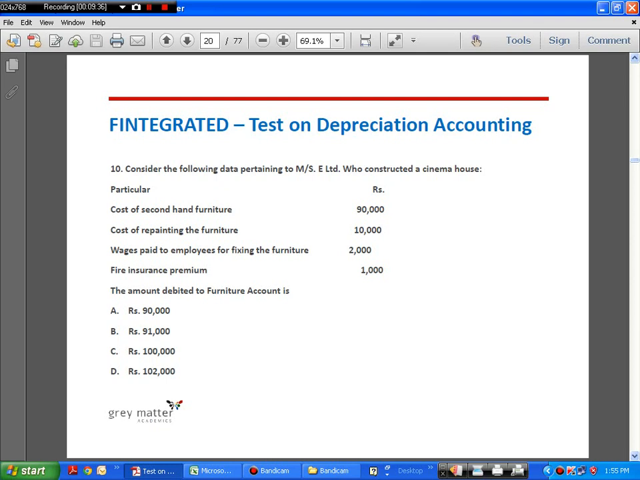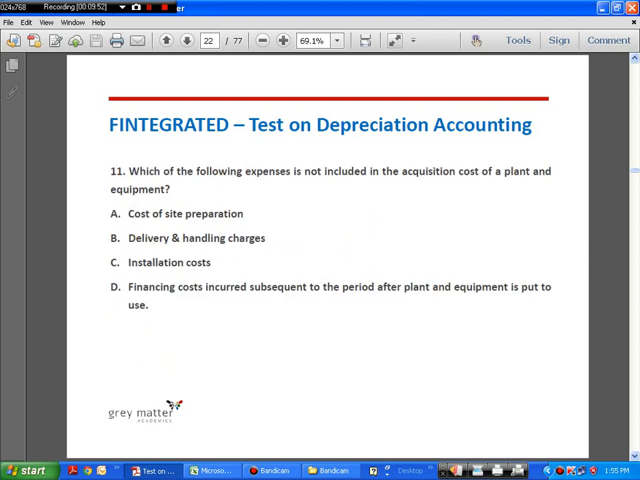Wages paid to the employees for fixing the furniture, that is also part of the cost of the asset. So now the cost becomes 1,02,000. Fire insurance premium is a recurring expenditure and it is not a capital expenditure. So the answer is 1 lakh and 2,000 rupees.